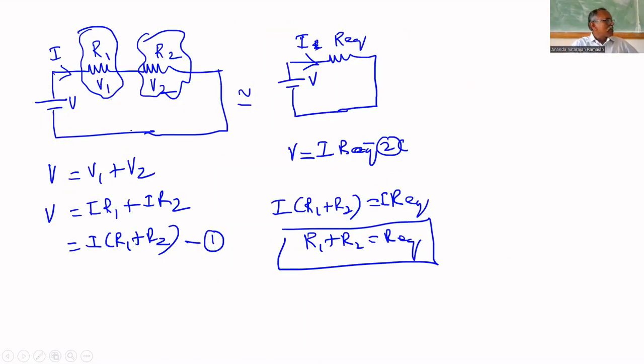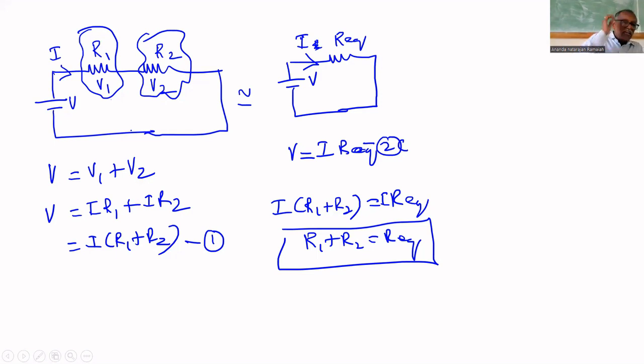The V is called the electromotive force, EMF. The V1, V2 are called the potential drop because, spending something, the potential is dropped across resistance. That's why it is called the potential drop. V1 and V2 are called potential drops. V is called EMF, electromotive force.